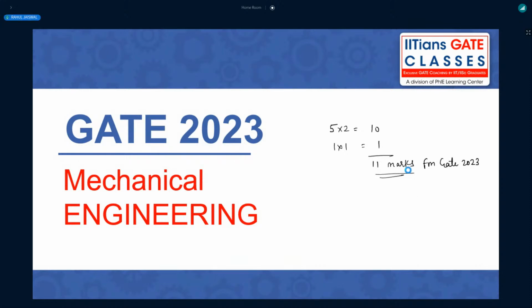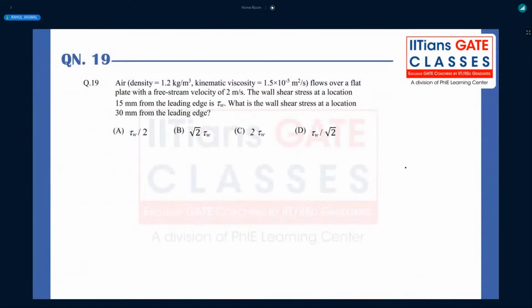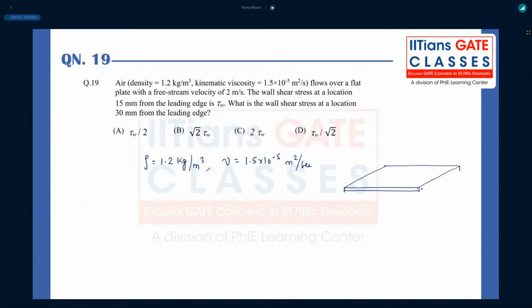Right. Now here we'll be starting with our first question, as you can see. So what is the first question? This question is basically an MCQ and is of 1 mark, right? Air which is having a density of 1.2 kilogram per meter cube, kinematic viscosity they have given as 1.5 into 10 power minus 5 meters square per second, is flowing over the flat plate with the velocity u infinity.